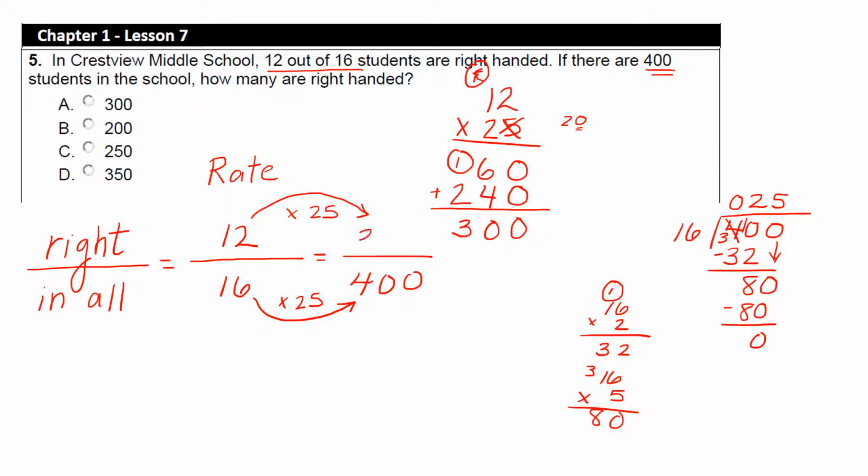So that's 300. So out of 400 kids, 300 should be right-handed. Now you might ask yourself how many are left-handed. That would be 100.